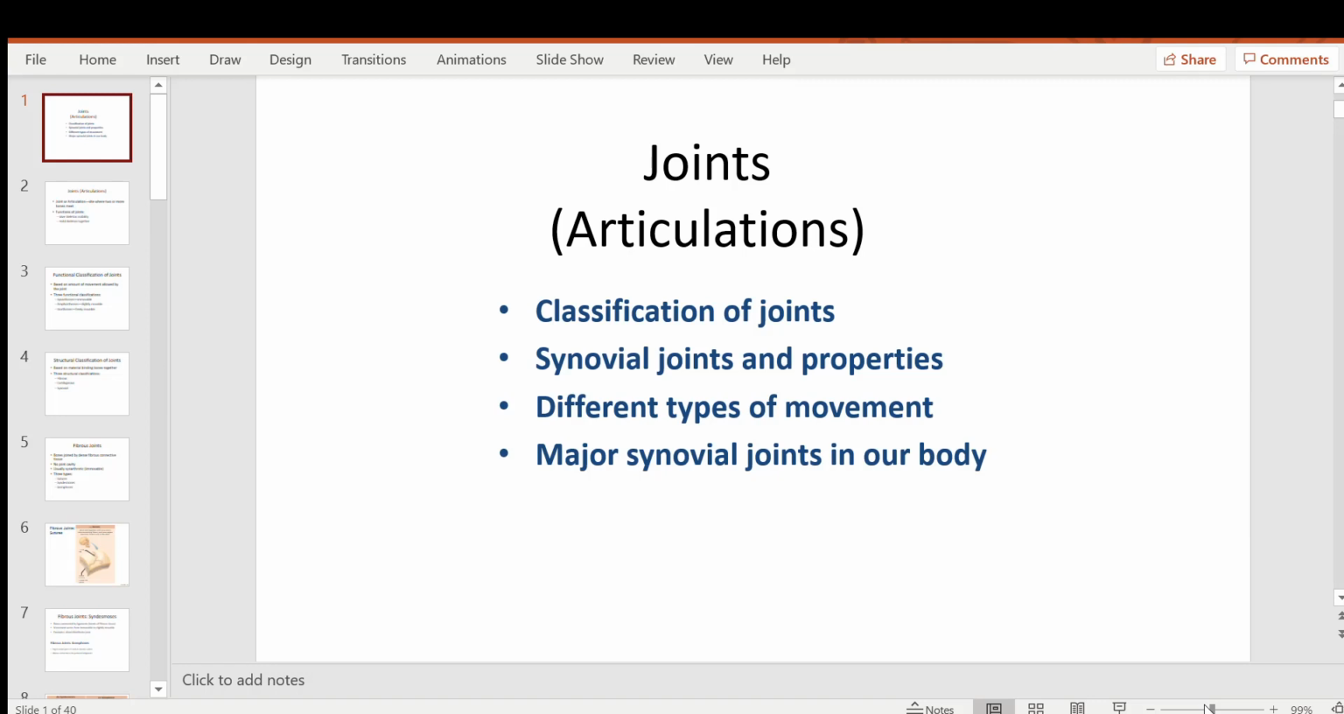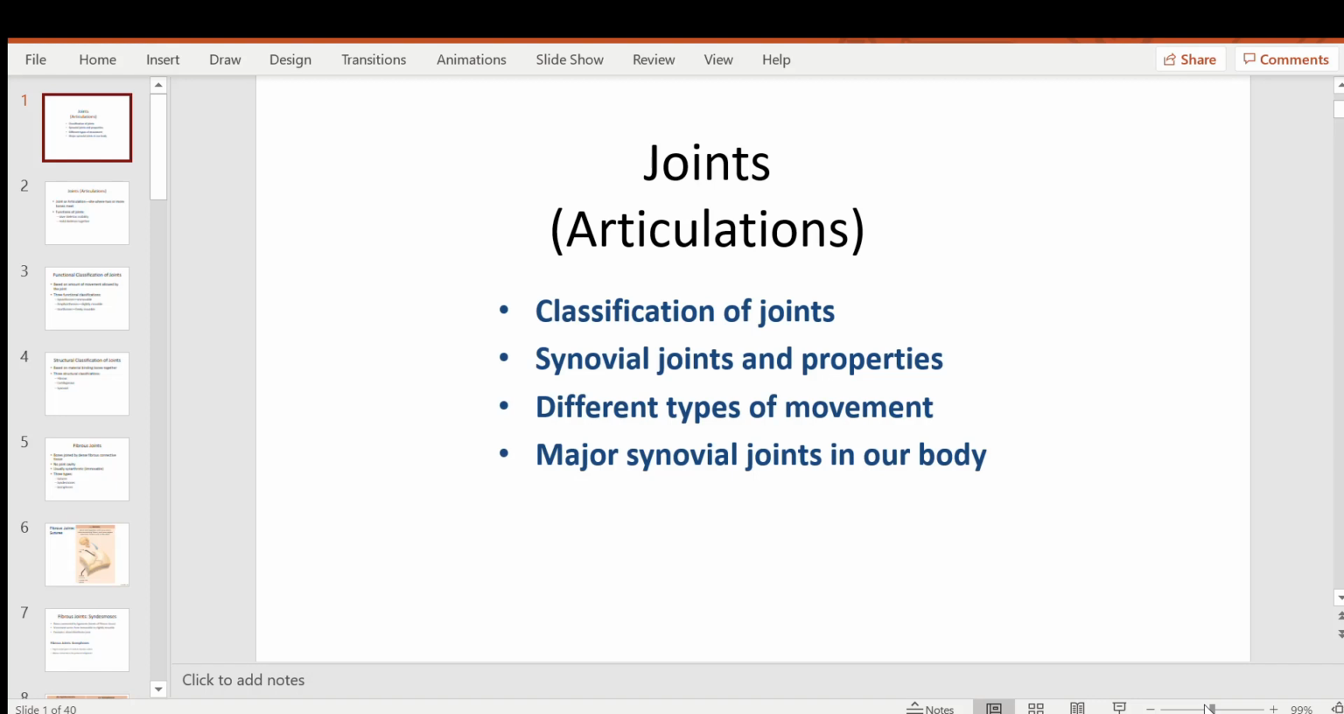Hello everybody. Today I'll talk about the joints or articulations. First, we'll see the classification of joints. You know that the bones of your body are united together or joined together by the joints. And joints are the locations where two or more bones unite or meet or join. So we'll see the classification of joints.